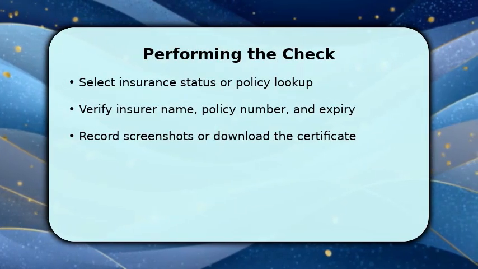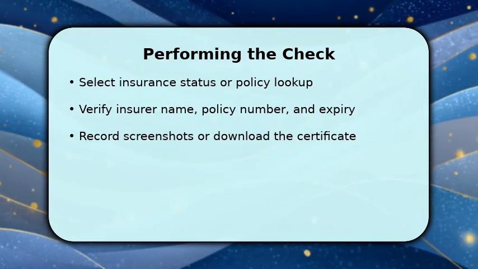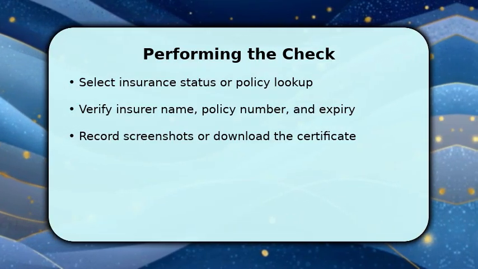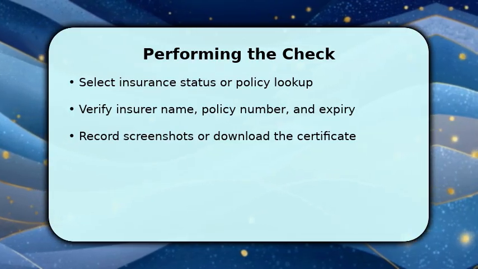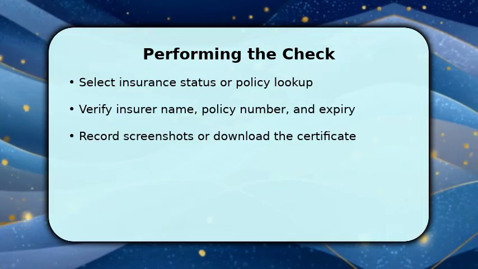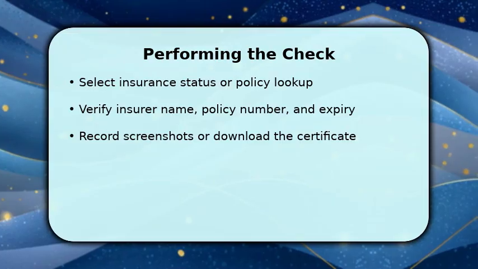Choose Insurance Status or Policy Lookup and input the plate and VIN. The system returns insurer name, policy number, start and expiry dates, and coverage type. Read these carefully. If multiple entries appear, check vehicle model and VIN to pick the correct policy.